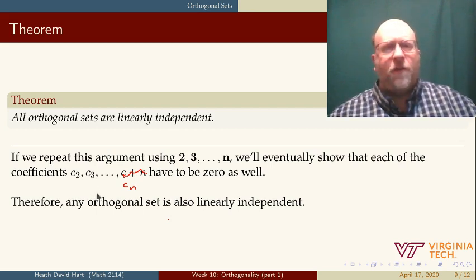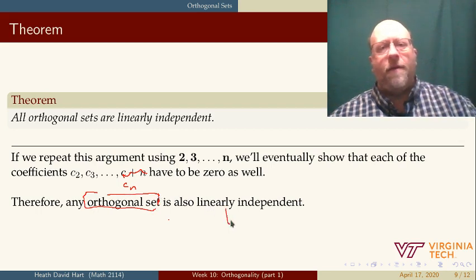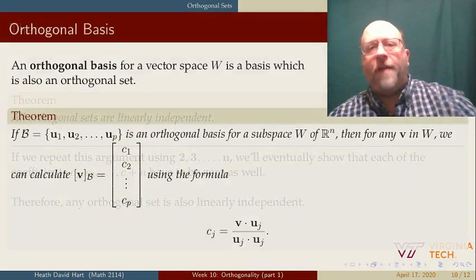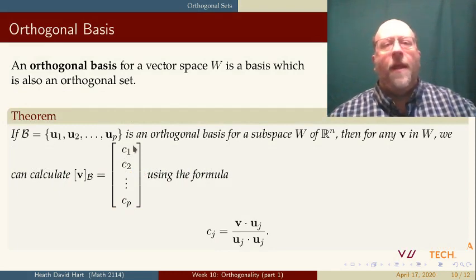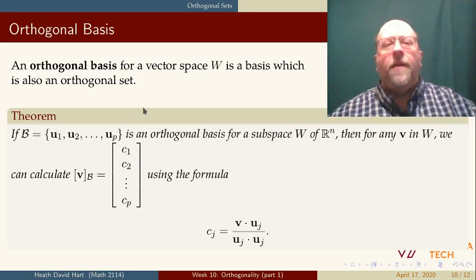The result of this theorem is that every orthogonal set is linearly independent, but every linearly independent set can be used as a basis. And so orthogonal sets make good bases, and that means that we can calculate the coordinates of vectors in a basis that's made up of an orthogonal set. Now we know how to do this.